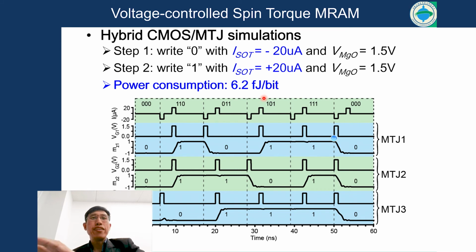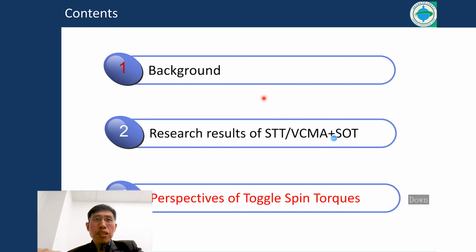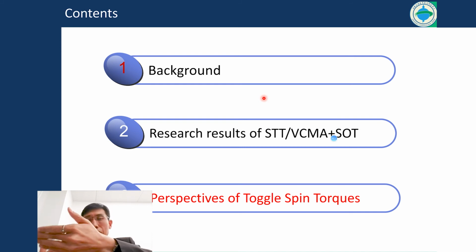So in this case, we can reduce the power dissipation per bit from 200 femtojoule to 6 femtojoule, based on the two interface switching from voltage assistance plus SOT. So what's the perspective using these two interfaces and two switching mechanisms? We use a new switching mechanism.